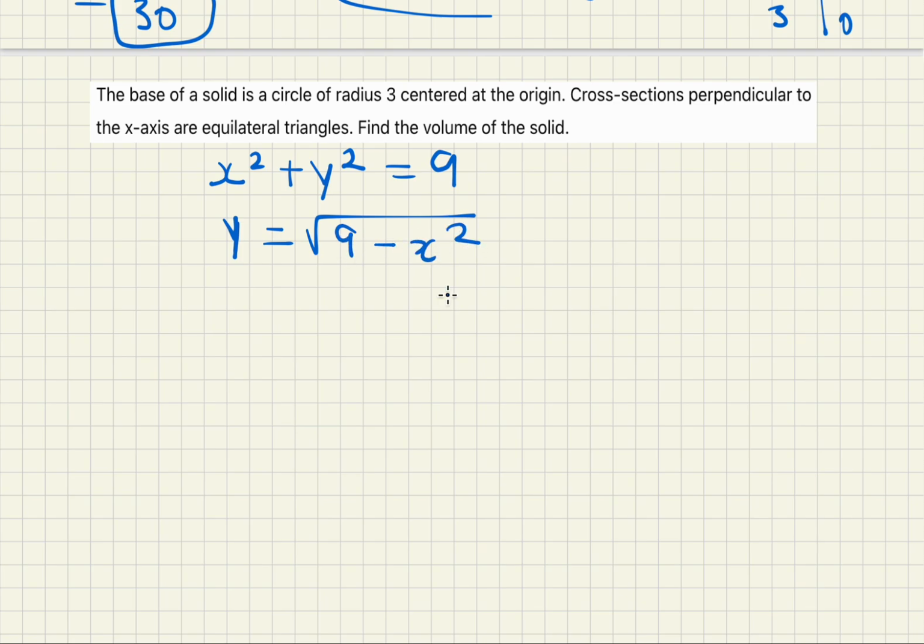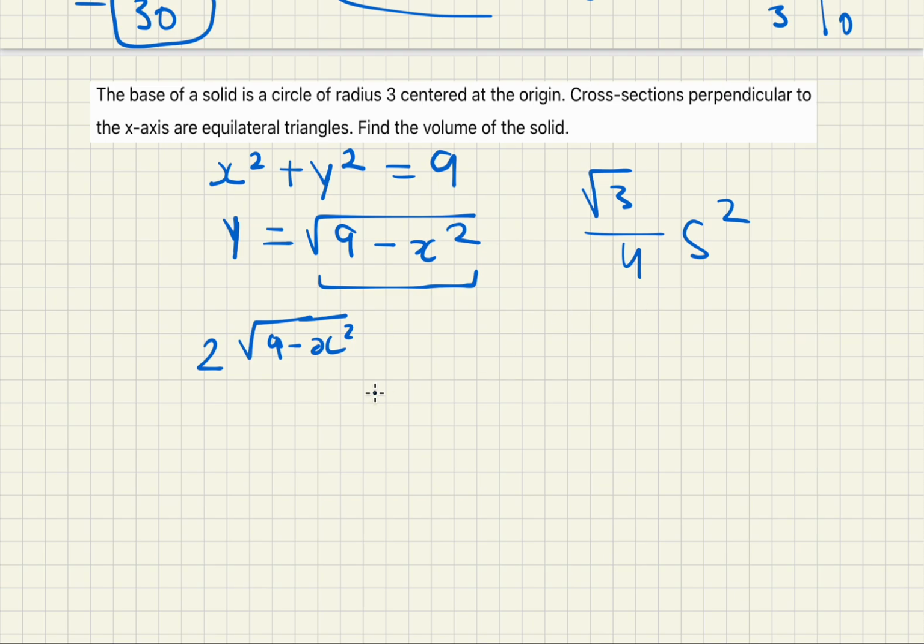So now we can go on to our next step, which is finding the area of the shape given to us. In this case, it's an equilateral triangle. And so if you recall, the formula for the area of an equilateral triangle is the square root of 3 over 4 s squared. And in this case, this is not s. In the case of an equilateral triangle, each side is 2y. So in this case, it's 2 times the square root of 9 minus x squared.